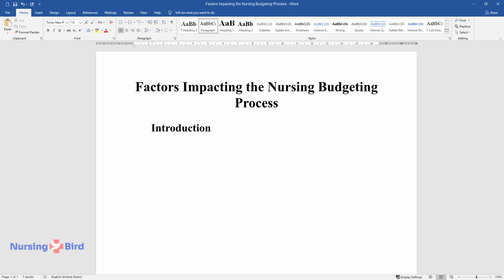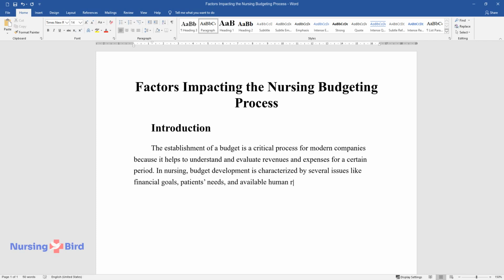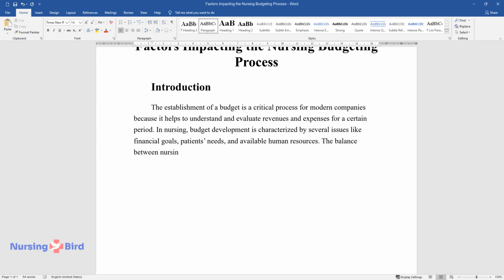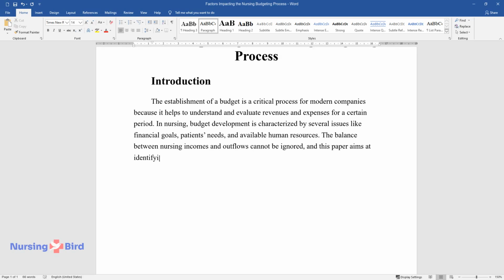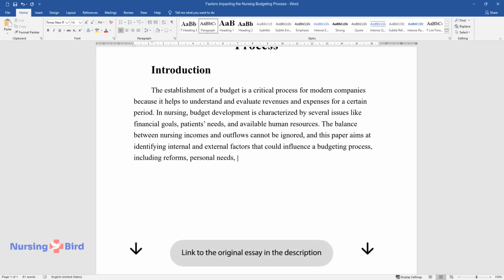Introduction. The establishment of a budget is a critical process for modern companies because it helps to understand and evaluate revenues and expenses for a certain period. In nursing, budget development is characterized by several issues like financial goals, patients' needs, and available human resources. The balance between nursing incomes and outflows cannot be ignored, and this paper aims at identifying internal and external factors that could influence a budgeting process, including reforms, personal needs, and even education.